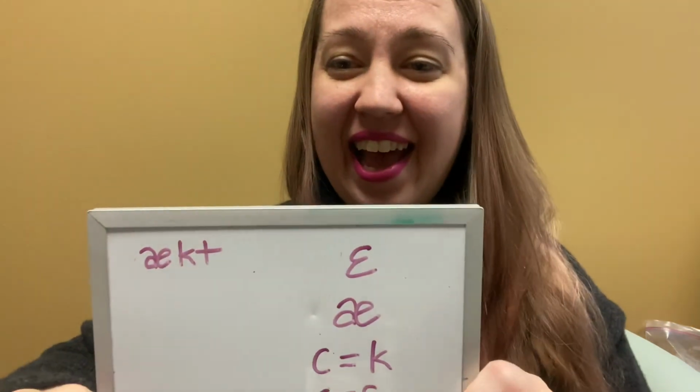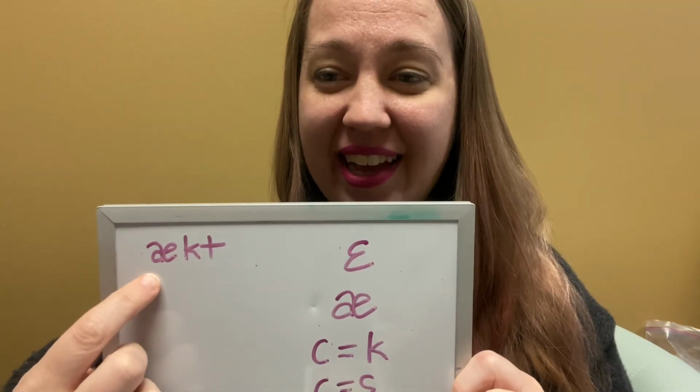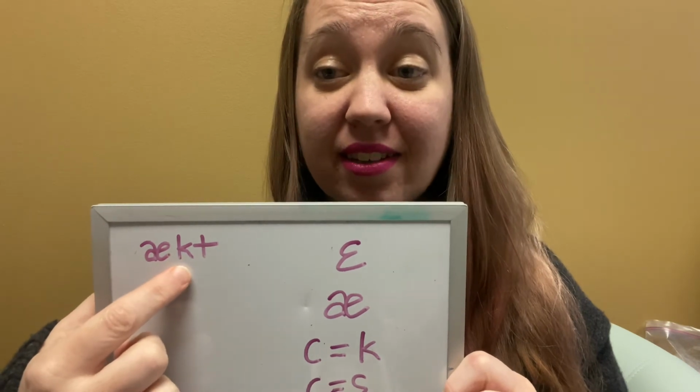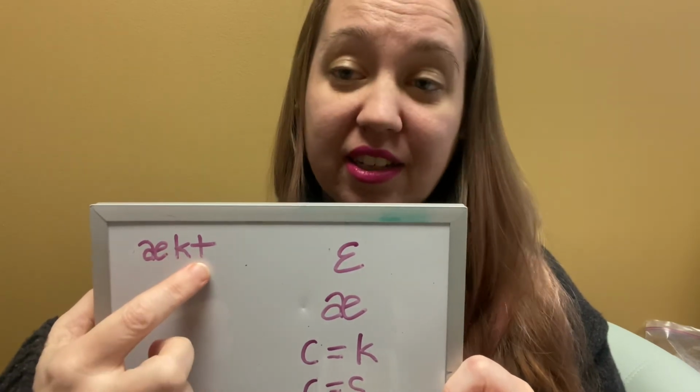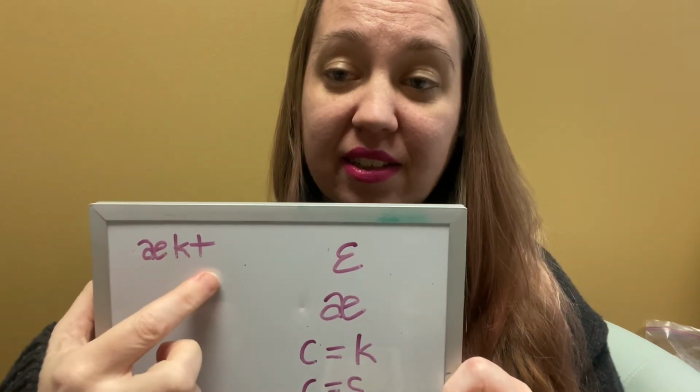Because again, there's no such thing as a C sound. A C borrows from a K or an S. So we're either going to write a K or an S. Now you probably have the answer right, because that's kind of easy now. Act. It has an ash. It has a K, and then a T. Act.